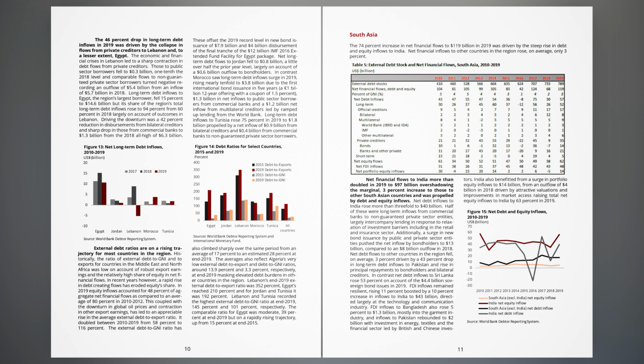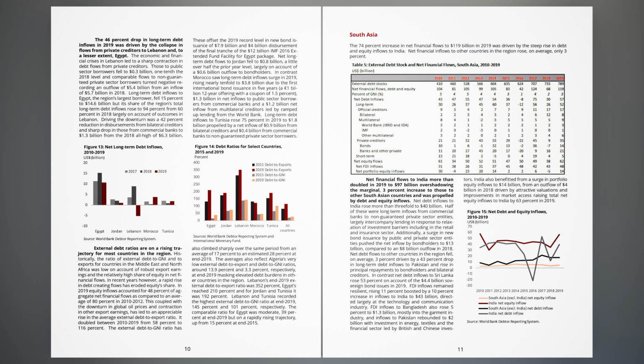Net debt flows to other countries in the region fell, on average, 3%, driven by a 43% drop in long-term debt inflows to Pakistan and a rise in principal repayments to bondholders and bilateral creditors. In contrast, net debt inflows to Sri Lanka rose 53% on account of the $4.4 billion sovereign bond issues in 2019. FDI inflows remained resilient, rising 11%, boosted by a 10% increase in inflows to India to $43 billion, directed largely at the technology and communication industry.